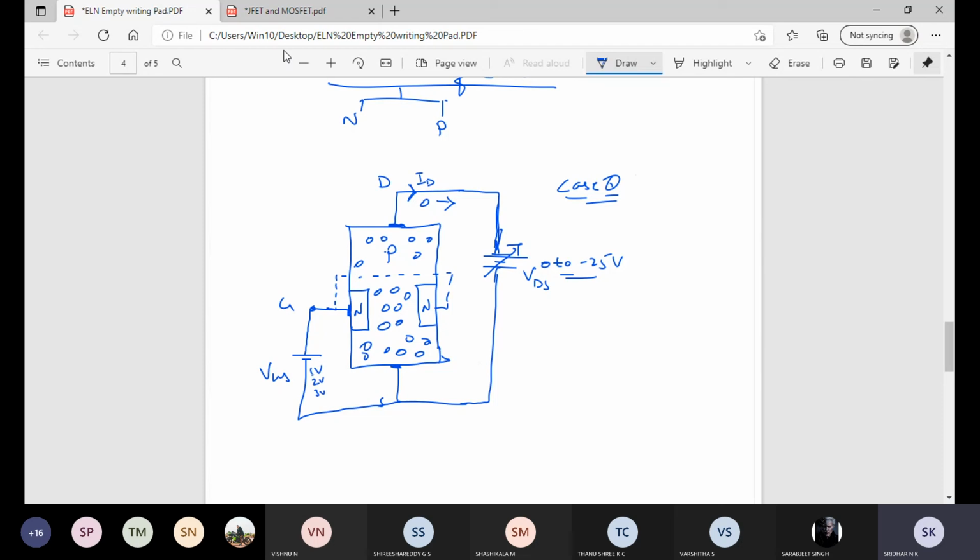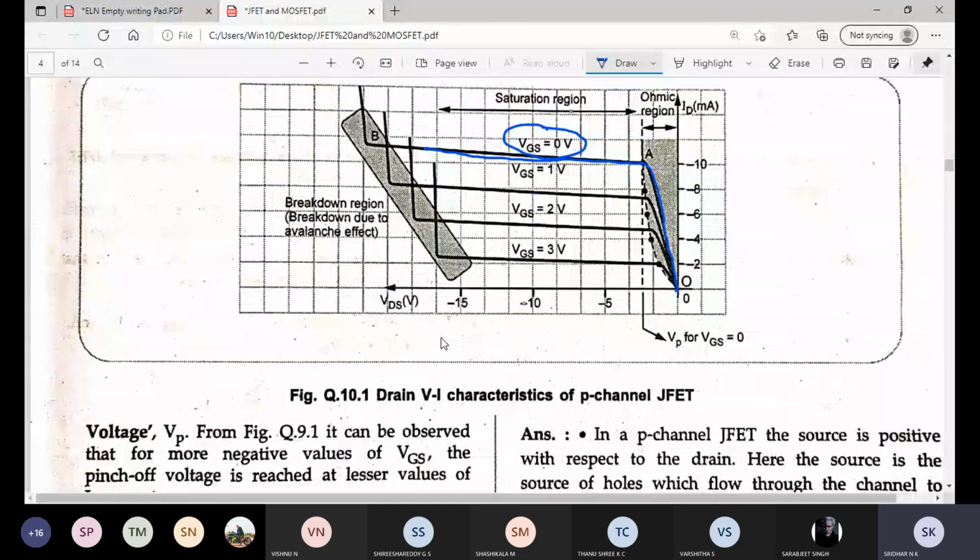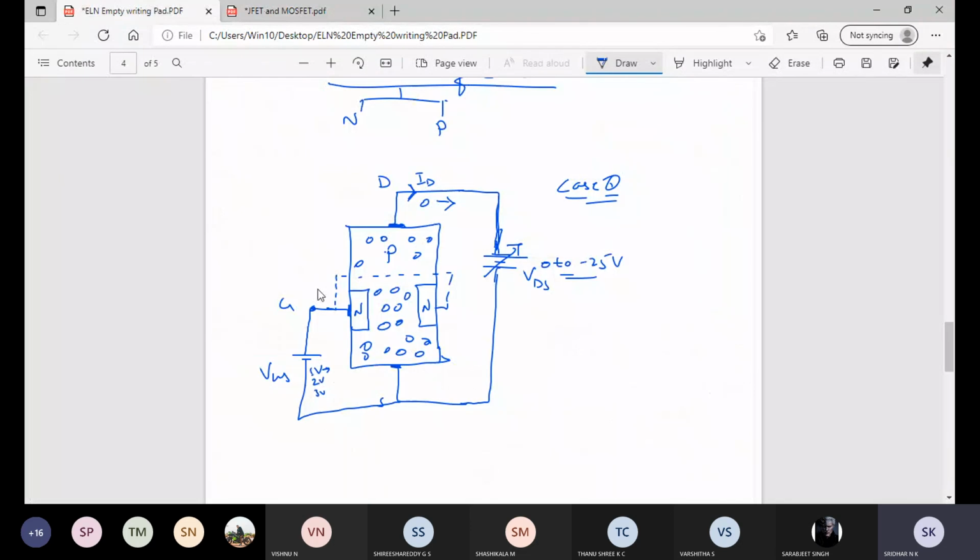So first for 1 volt, I will see the graph. How does it look? Can you see here? For 1 volt, it will increase linearly, and it becomes constant at a lower saturation. Why lower saturation? The same concept. Because of this application of reverse biasing, what happens? The depletion layer will encroach into the channel.